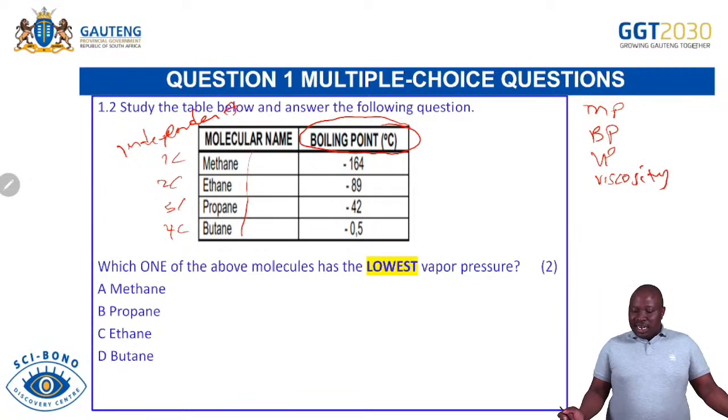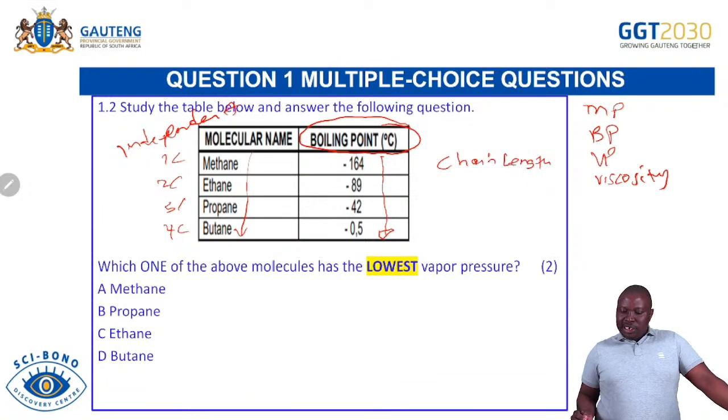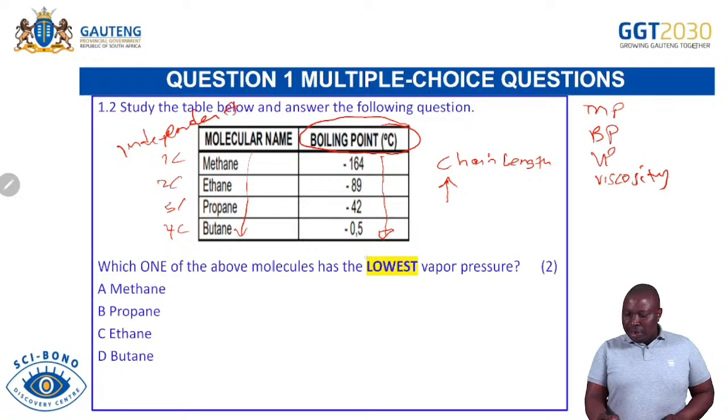And what is interesting, you will see that as the chain length increases, as we go down from methane to butane, look at the relationship there. As the chain length increases from methane to butane, what is happening? Here we're dealing with the chain length as your independent variable. So as the chain length increases, what is happening to the boiling point? You can see the boiling point is increasing.